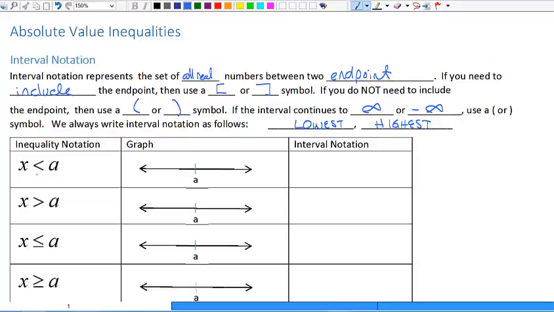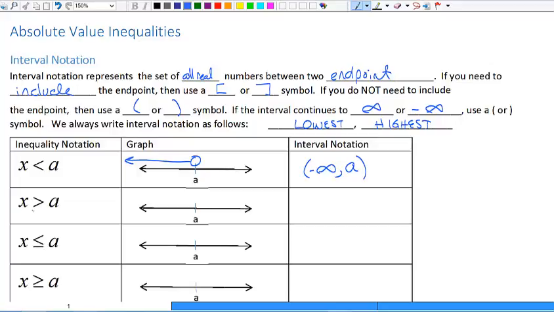So if x is less than a, that requires an open circle, and x is going to the left. So the interval notation is negative infinity on the left, which means you use a parenthesis, all the way up until a. We use a parenthesis on the a because you cannot include the a.